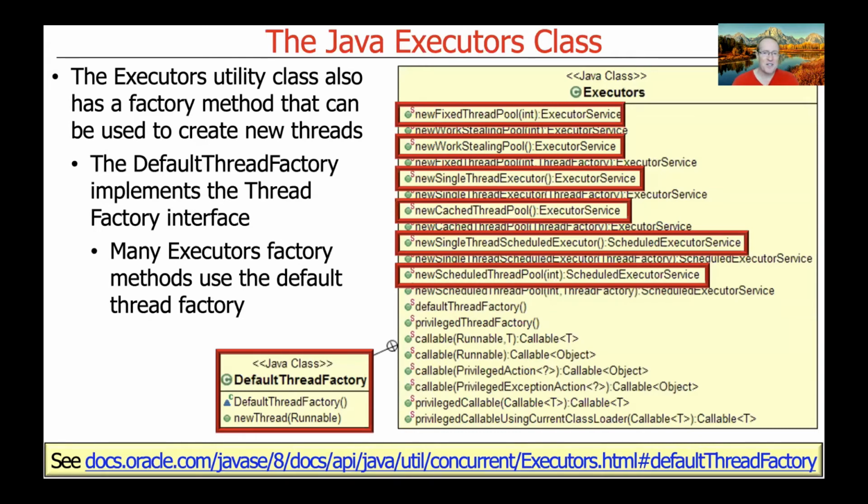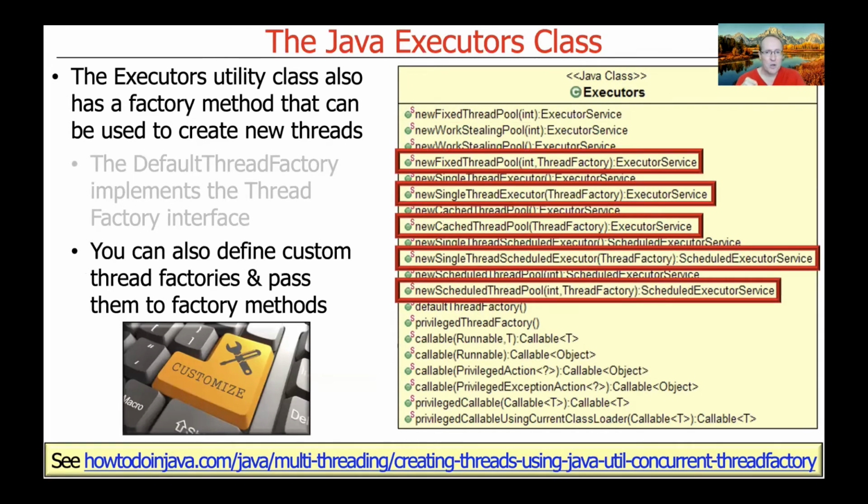Many of the factory methods that are provided in the Executors utility class use the default thread factory. All the factory methods that just take 0 or 1 parameters typically use the default thread factory, which just makes a thread. However, you can also define your own thread factories that do other customized things, like you could make a bunch of daemon threads, or threads that have different priorities, or threads that have different names. There's lots of different things you can do with threads, and you can have a thread factory that creates and sets the uncaught exception handler, all kinds of things.